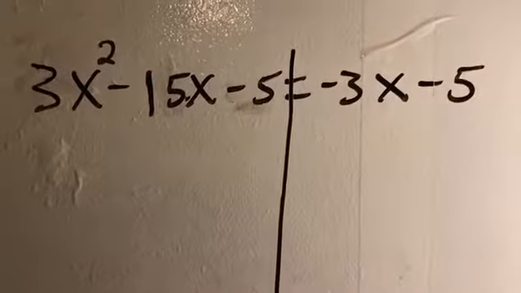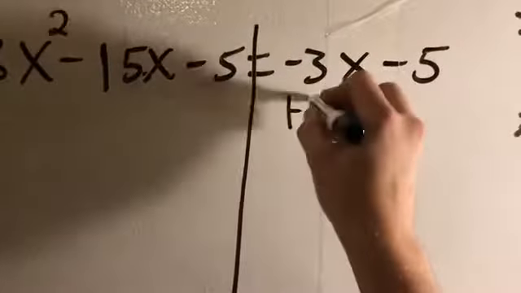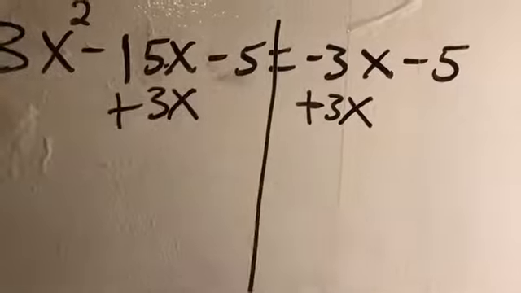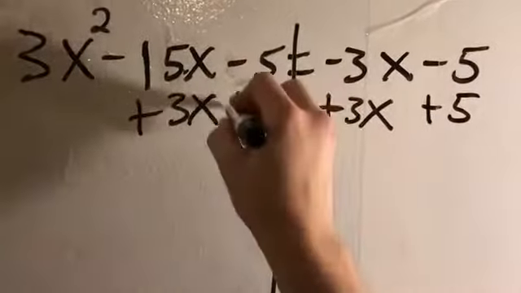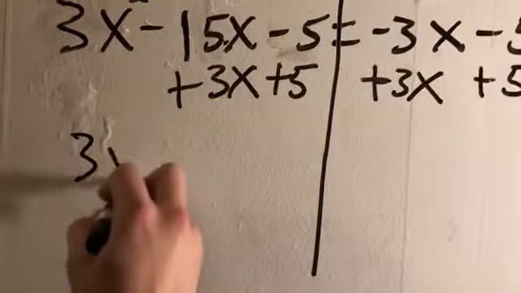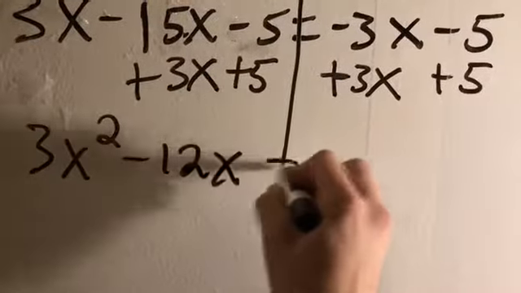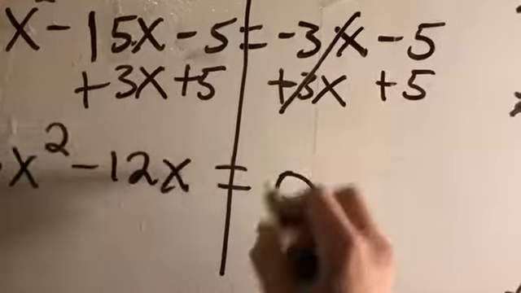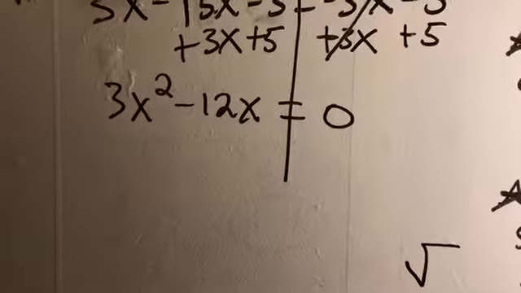So since this is a good old classic quadratic, I need one side equal to 0. So I'm going to add my 3x here and line that up with the like term on the other side, the regular x. Then I'll add the 5 here and line that up with its like term, the other constant. Haven't touched the 3x squared yet. Negative 15x plus 3x is negative 12x equals negative 3 plus 3 is 0, negative 5 plus 5 is 0. So now that I have one side equal to 0, I can continue.